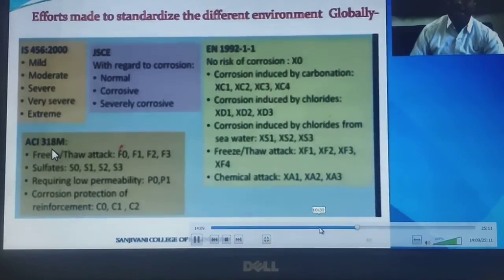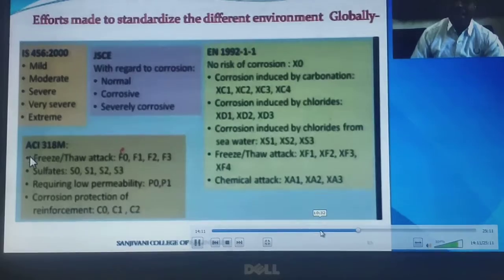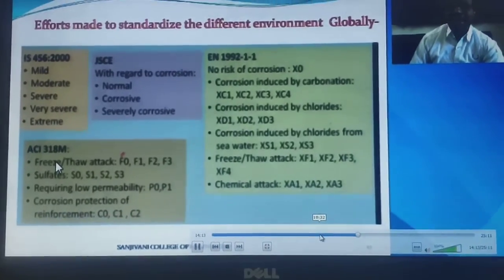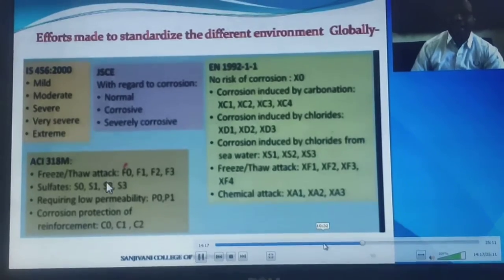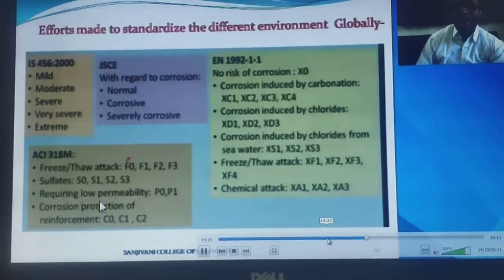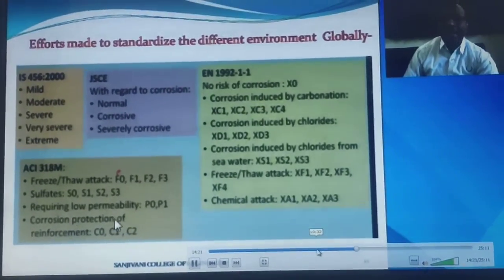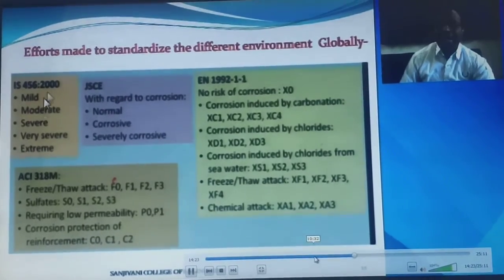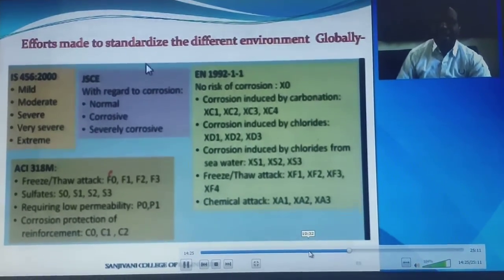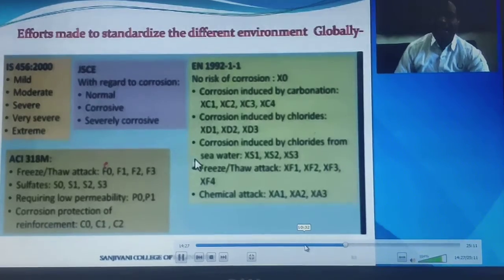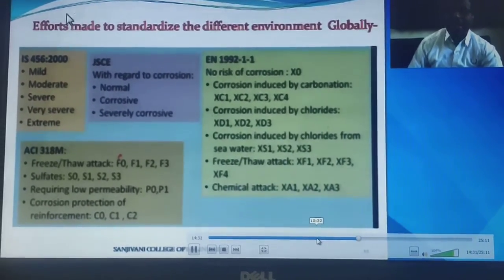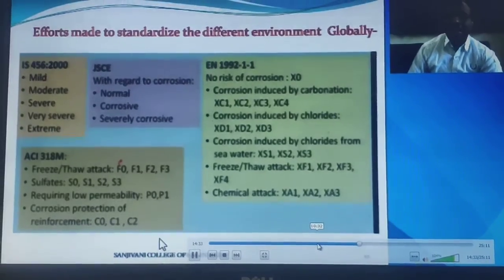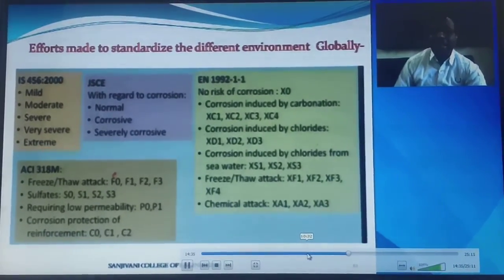Similarly, in the US also they have categorized their environment into different categories, that is freeze-thaw attack, sulfate attack, requirement of low permeability, and corrosion protection of reinforcement. So globally, efforts are made to standardize the environment, and depending upon these guidelines, we have to design the concrete slab.